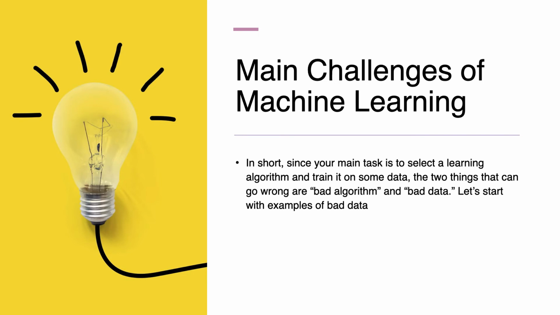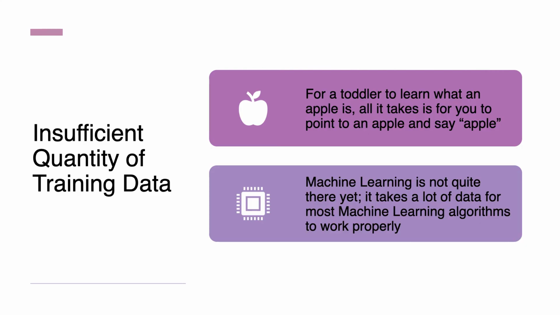Main challenges of machine learning. In short, since your main task is to select a learning algorithm and train it on some data, the two things that can go wrong are bad algorithm and bad data. Let's start with examples of bad data. Insufficient quantity of training data: for a toddler to learn what an apple is.